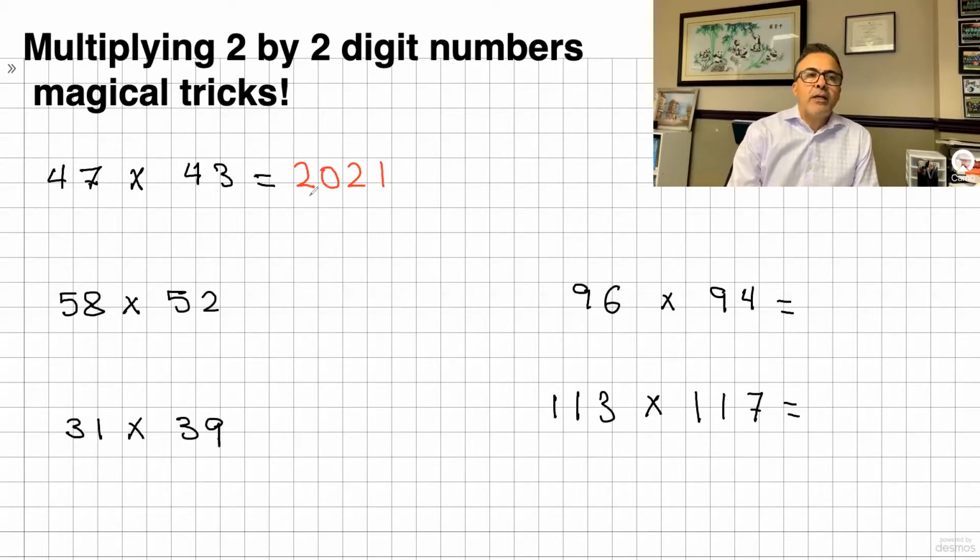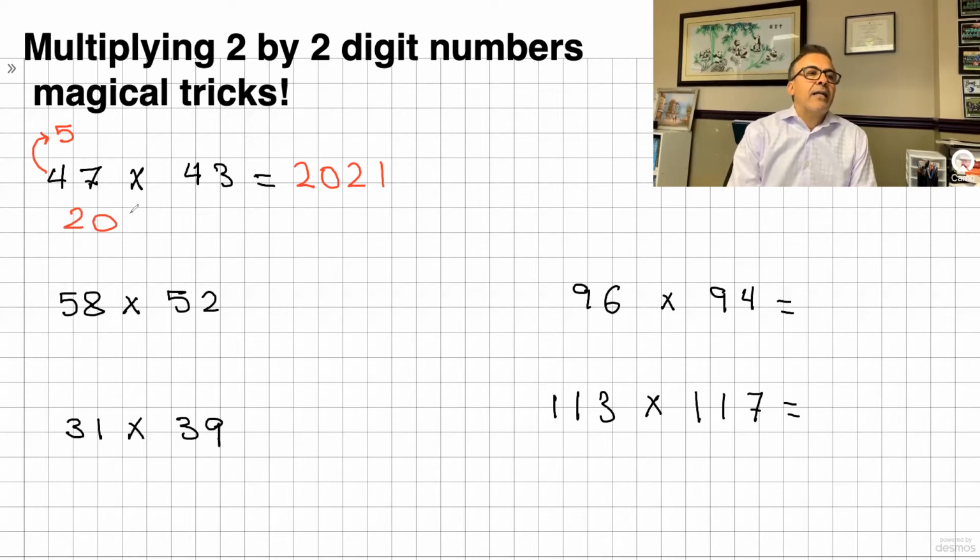47 times 43 gives you 2021. But how could you find this out without using a calculator? So you look at the first digit from here, multiply this digit by the number that comes right after it when you count. So after 4 comes 5 when you're counting. So 4 times 5 is 20.